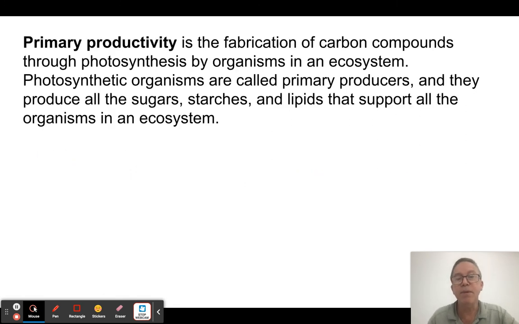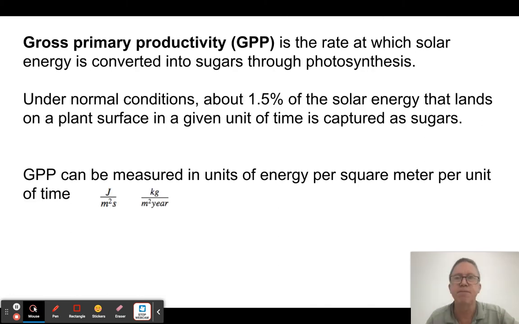So when we refer to primary productivity, this is just the fabrication of these carbon compounds by photosynthetic organisms in an ecosystem. It's basically taking sunlight energy and turning it into all these carbon compounds, glucose, but also starch and lipids and cellulose. Now, a couple of terms we really need to zero in on here. One is called gross primary productivity. Gross primary productivity is simply the rate at which plants capture sunlight energy and convert it into glucose energy. So it's the rate at which plants are making glucose.